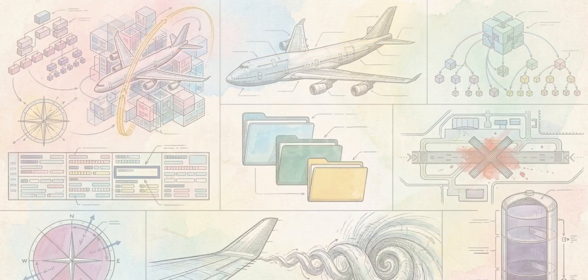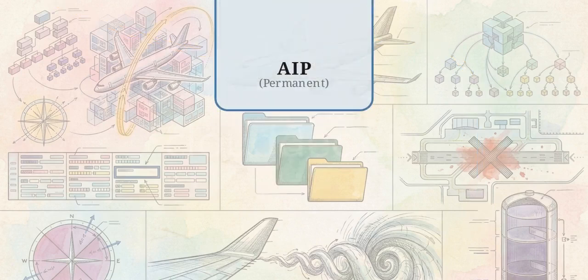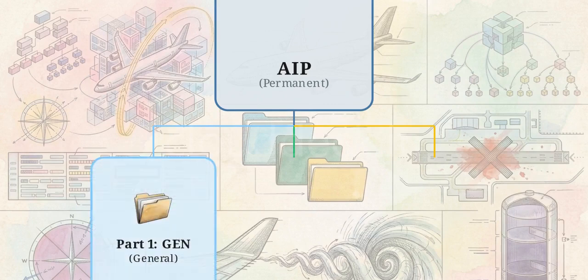The foundation of all permanent aeronautical data is the Aeronautical Information Publication, or AIP. Published by individual state civil aviation authorities, this document compiles the permanent rules and physical layouts of a country's airspace. To allow rapid cataloging, the AIP is divided into three standardized color-coded sections.